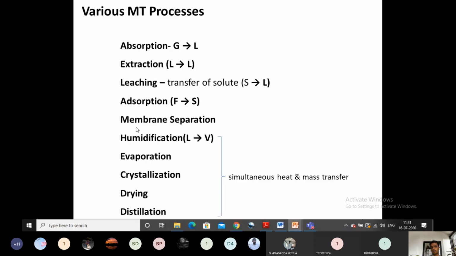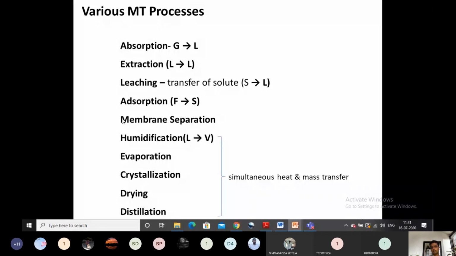Then membrane separation. In membrane separation, the particles which are larger than the diameter of the membrane pore will be retained on the surface of the membrane, and this is called the retentate. The particles which are smaller than the pore size of the membrane will pass through it, which is called the permeate. So the particles retained on the surface are the retentate, and the particles which diffuse through the membrane are the permeate.